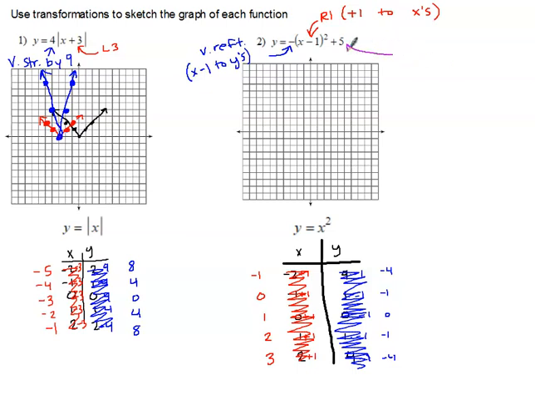The last thing I have to do is my plus 5. This is a vertical shift, up 5. What that means is that we are adding 5 to all of the y's. So I take all of my new y's and I add 5. I end up with 1, 4, 5, 4, 1.